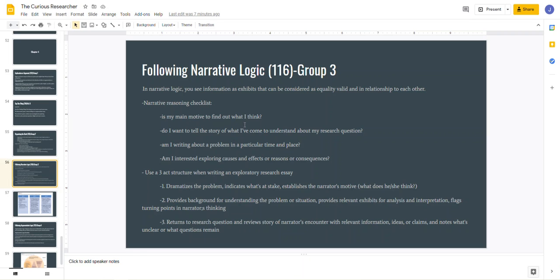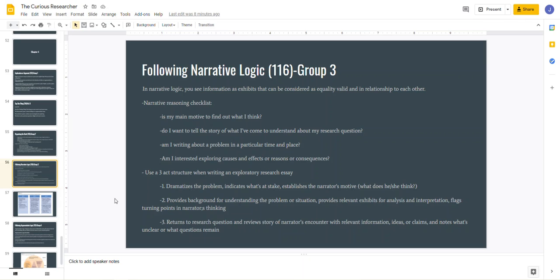Is my main motive to find out what I think? Do I want to tell the story of what I've come to understand about my research question? Am I writing about a problem in a particular time and place? Am I interested in exploring causes and effects or reasons or consequences? Everything is on an even plane.